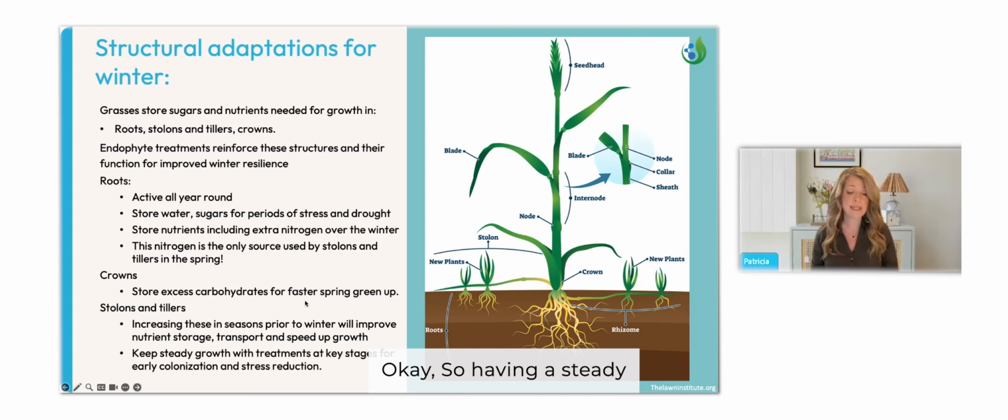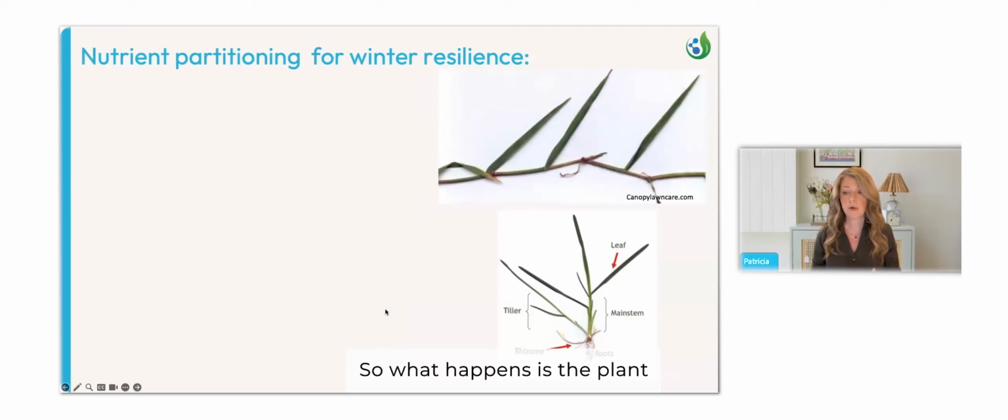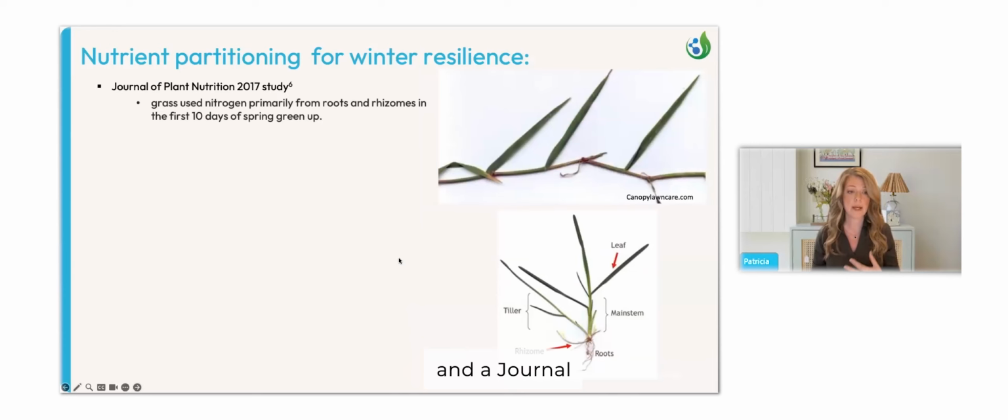Okay, so having a steady growth is what really is important through the winter to have that winter resilience and stress reduction. So what happens is the plant specifically partitions these nutrients for winter resilience. And in a Journal of Plant Nutrition, there was a 2017 study that showed that grasses use nitrogen primarily for roots, as well as rhizomes in the first 10 days of spring green-up. In fact, it was the sole source of nitrogen during that time.